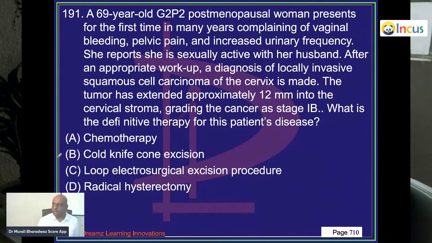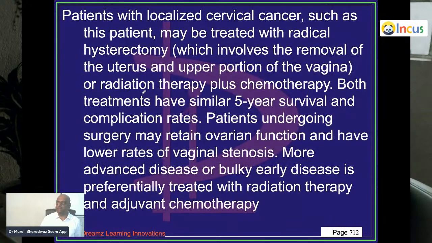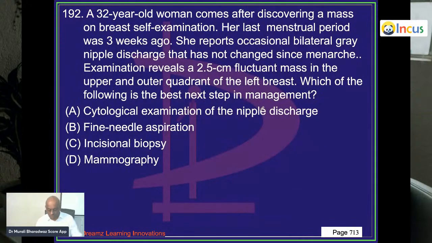16-year-old postmenopausal woman, vaginal bleeding, pelvic pain, increased urinary frequency, she is sexually active, locally invasive squamous cell carcinoma, which is in stage 1B. What do you want to do? Radical hysterectomy. Right? So what do you remove in radical? Uterus and upper portion of the vagina. Then squamous cell carcinomas are all highly responsive to radiation therapy. So you can also give radiation therapy plus chemotherapy is what you need to remember.